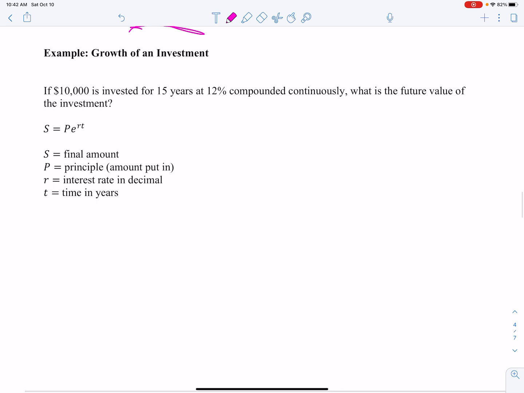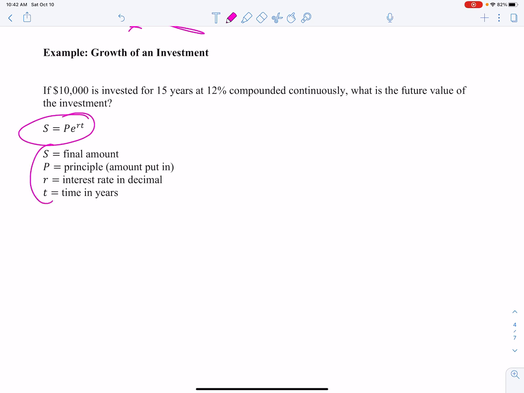So here's an example. If $10,000 is invested for 15 years at 12% compounded continuously, what is the future value of the investment? All right, so we're going to use this equation here, S equals P times e to the rt power. And here's what each of those variables means. You should know this equation. You should know what the 4 variables mean. S is the final amount in the account. P is the principal, which means the amount you put in. R is the interest rate in decimal, and T is time in years.